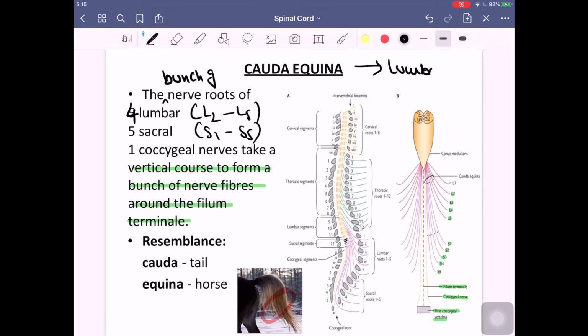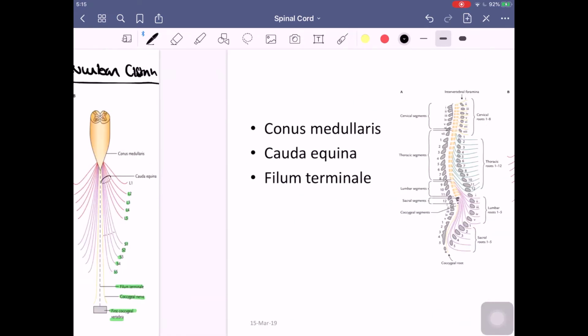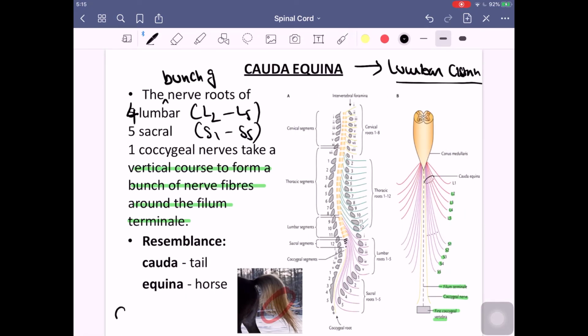And where is the location of the cauda equina? It is located in your lumbar cistern, in the dural sac. I told you where the lumbar cistern is present. And I also mentioned the cauda equina syndrome, if you remember. So this is an important question.